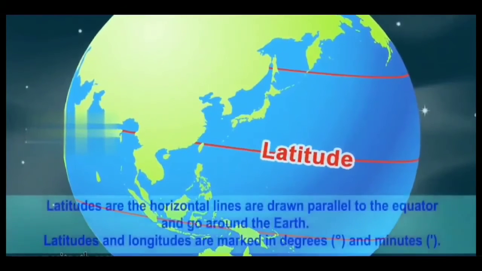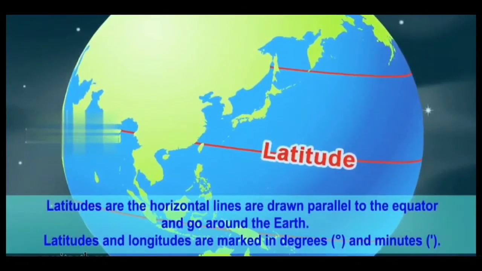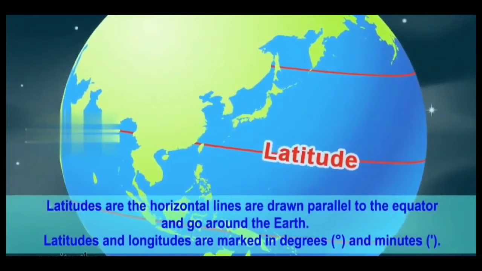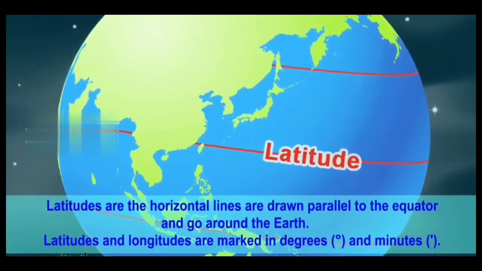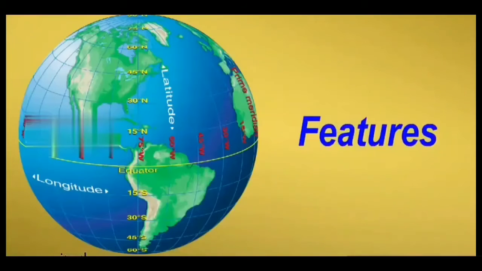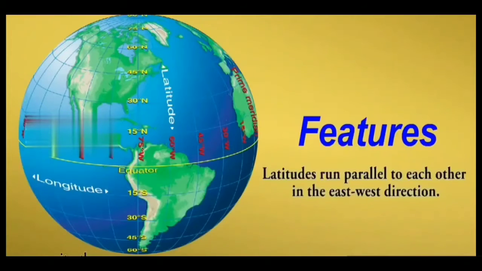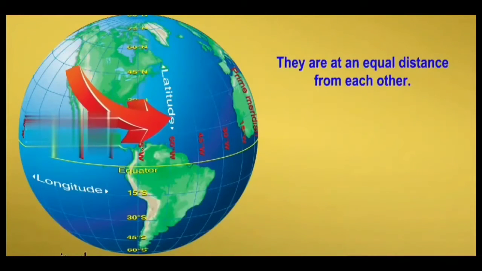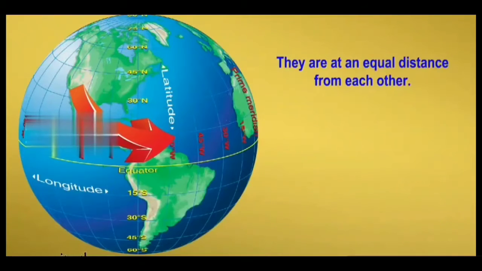Latitudes. Latitudes are the horizontal lines drawn parallel to the equator that go around the Earth. Latitudes and longitudes are marked in degrees and minutes. Features. Latitudes run parallel to each other in the east to west direction, and they are at an equal distance from each other.